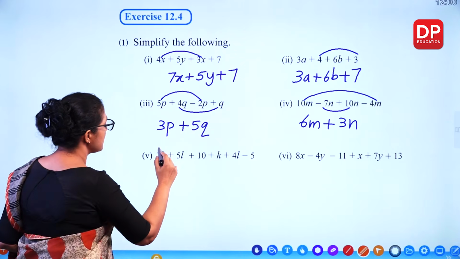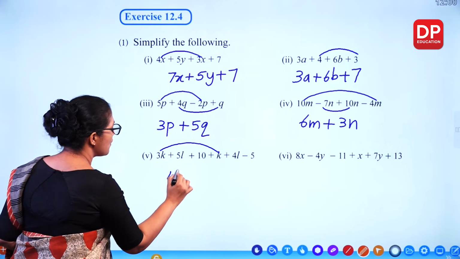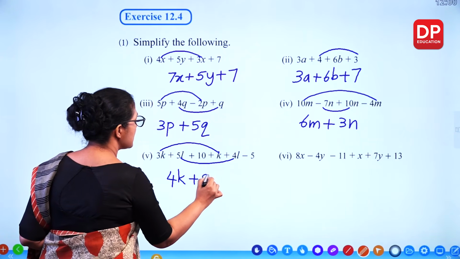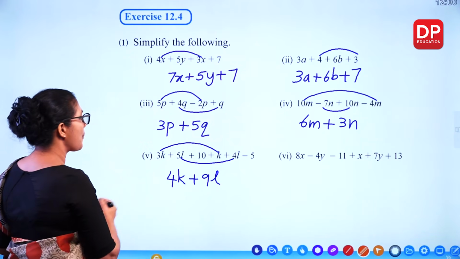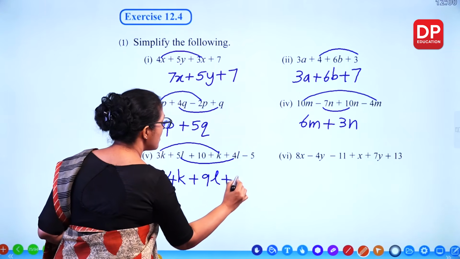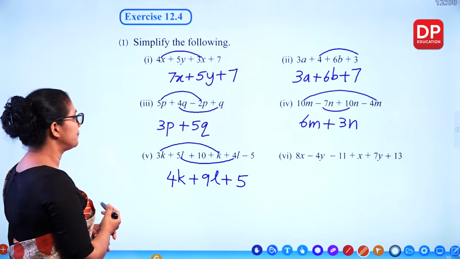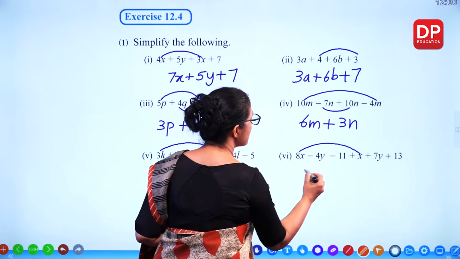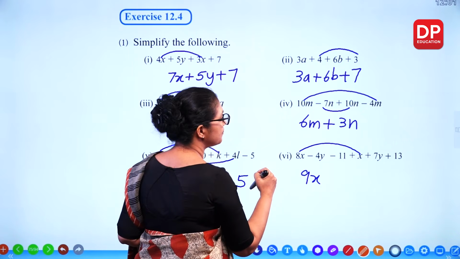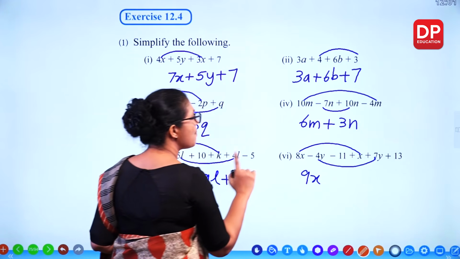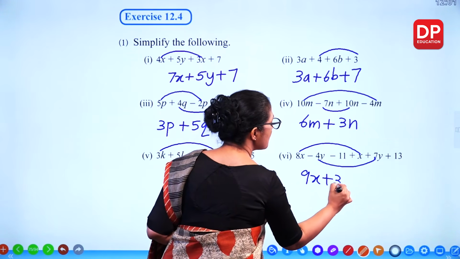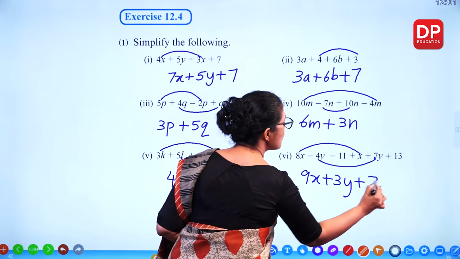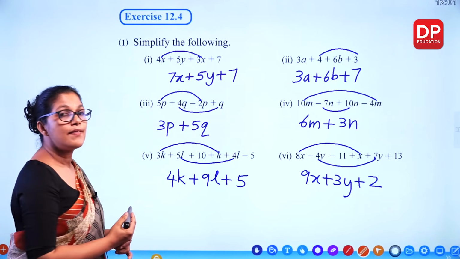This one, what are the like terms? 3k and k. You get 4k. 5l and 4l. You get 9l. And 10 minus 5, you get plus 5. What about this one? 8x and x. You get 9x. These two, 7 minus 4 plus 3y, and 13 and minus 11, you get 2. 13 minus 11, that's 2.